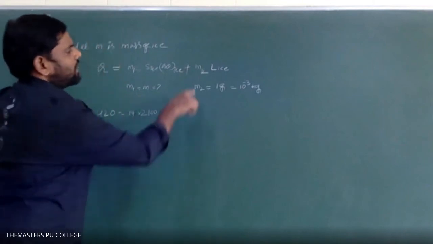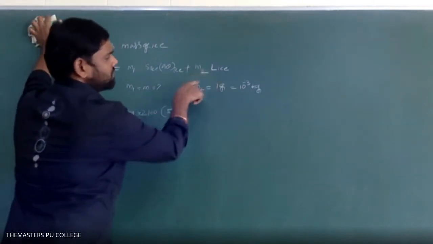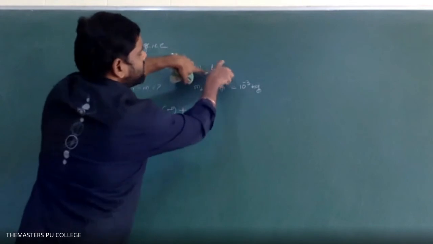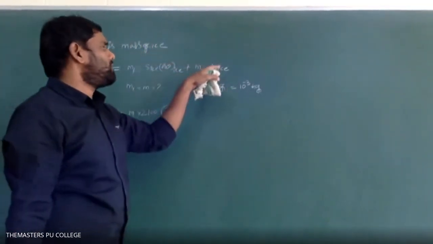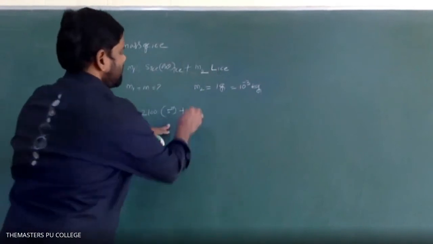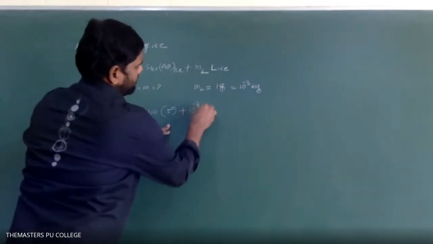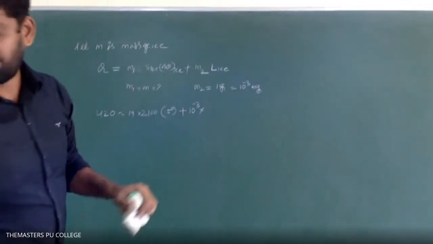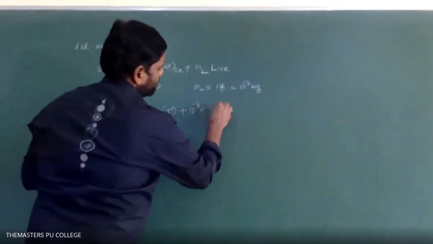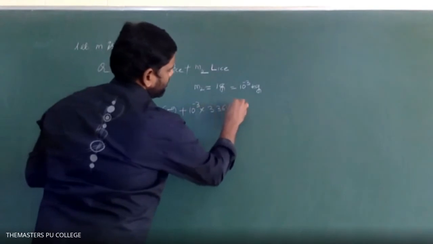Plus, what is the M2? It means the mass of ice that melts, 1 gram. But here they have given the L value in the SI system, so I have converted this mass into the SI system. Then I can write 10 power minus 3. In relation to the heat of ice, they have given 3.36 into 10 to the power of 5.